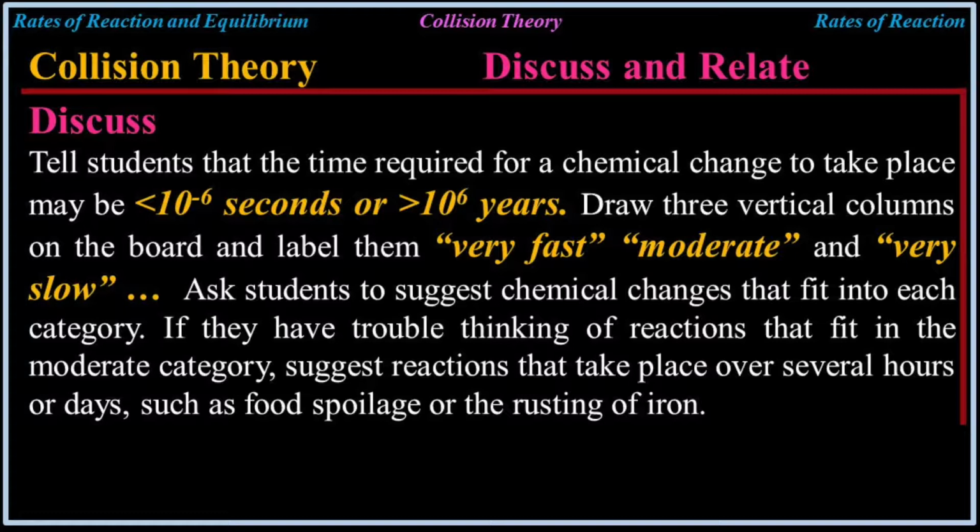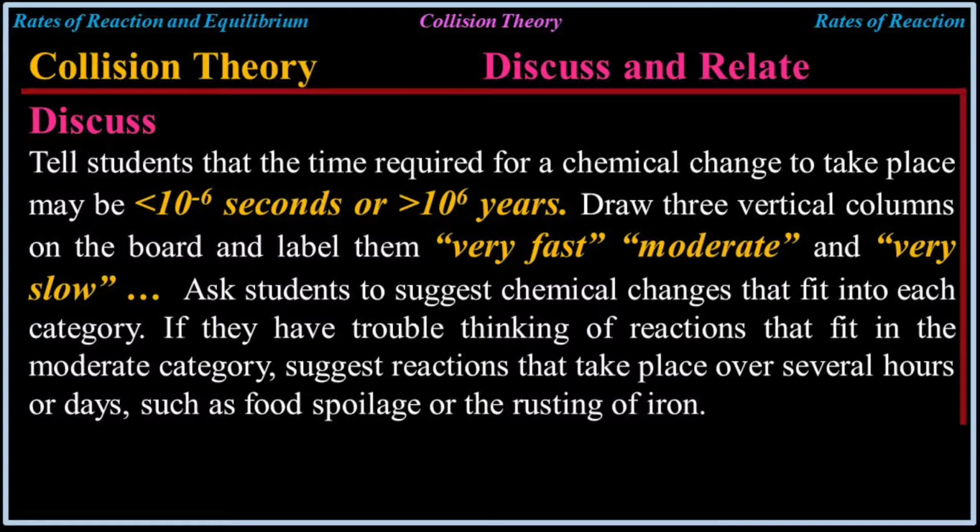Collision theory. Discuss and relate. Discuss. Tell students that the time required for a chemical change to take place may be less than 10 to the negative 6 seconds or greater than 10 to the 6 years. Draw 3 vertical columns on the board and label them very fast, moderate, and very slow. Ask students to suggest chemical changes that fit into each category.